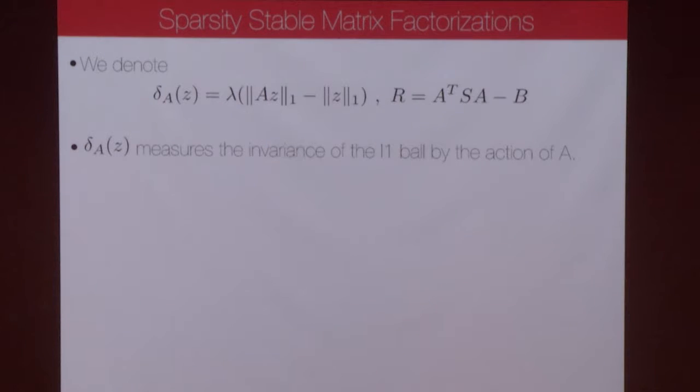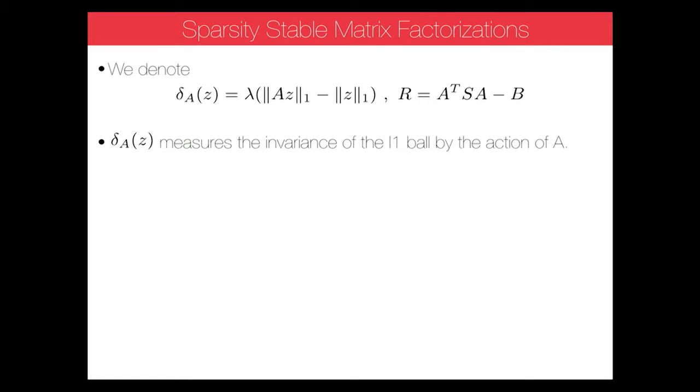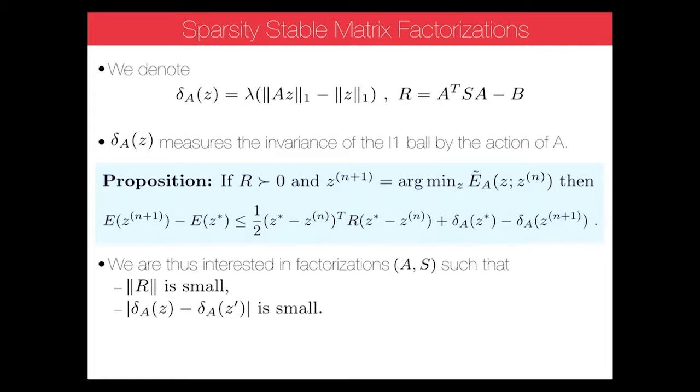Okay, and so what we have is a quantity that measures how invariant the operator is with respect to the L1 norm. Okay, so that's the first error term. And the second one is the residual, as before. And so what we see is that if we are able to construct pairs of rotations and diagonal matrices such that the corresponding residual is positive definite, then we can completely control how far we are from the final solution.